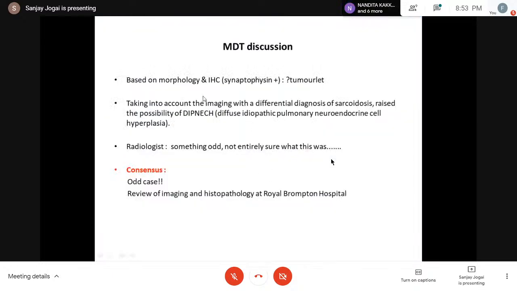So I said based on morphology, it looks a bit neuroendocrine, synaptophysin is positive. Is it a tiny tumourlet that they have sampled and they have not got a proper sample or what? So I went to the MDT and they said, oh, this is probably sarcoid. But I said, if you are thinking of sarcoid and this could be a tumourlet, could it be a DIPNECH, which is basically diffuse idiopathic pulmonary neuroendocrine cell hyperplasia?